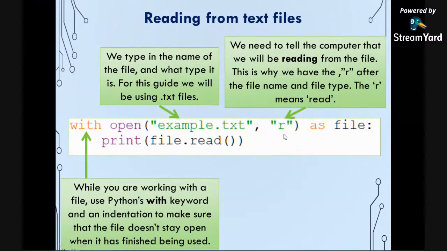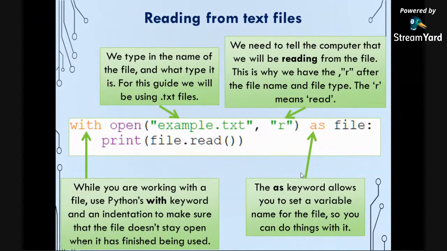Now R is actually just telling Python that we're going to be reading from the file. This is why we have the letter R after that file name and file type. R means read. Other things you could do with a file are writing to it, or appending, which is adding to the end of it. And then we've got this as file. So the as keyword allows you to set a variable name for the file. So this file has been opened and it's going to be called file. That's just the name that we're giving it. We could call this whatever we want. We could call it elephant. We could call it raspberry, whatever we wanted to call it.